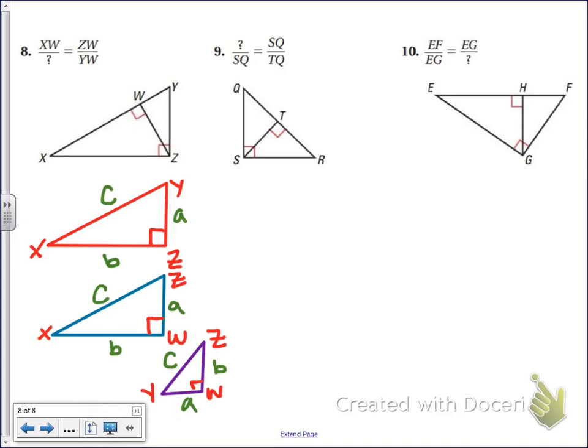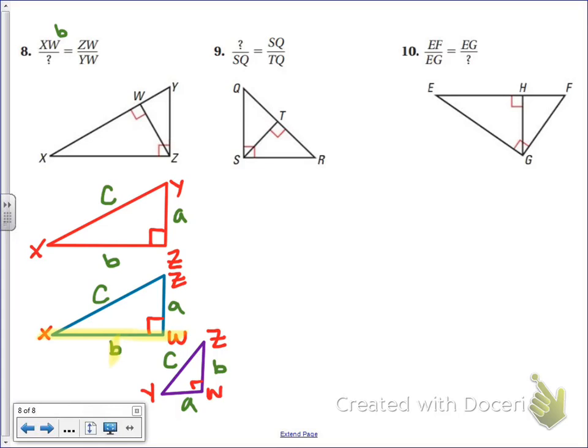So looking at number 8, it wants to know XW. When I do XW, it's right here in the blue triangle. That's what B is. So I'm going to put B next to XW up here. And then we don't know what it's proportional to. That's what we're going to figure out.